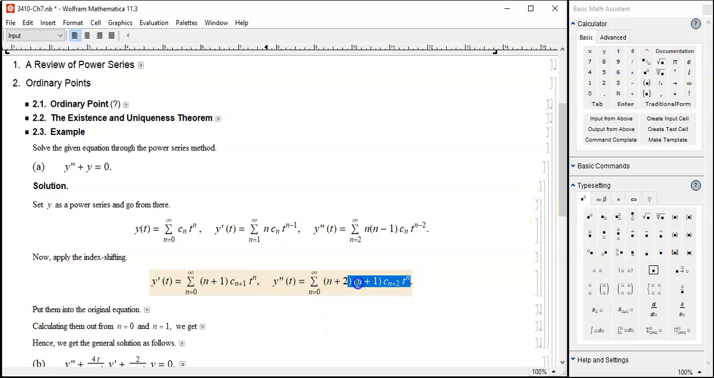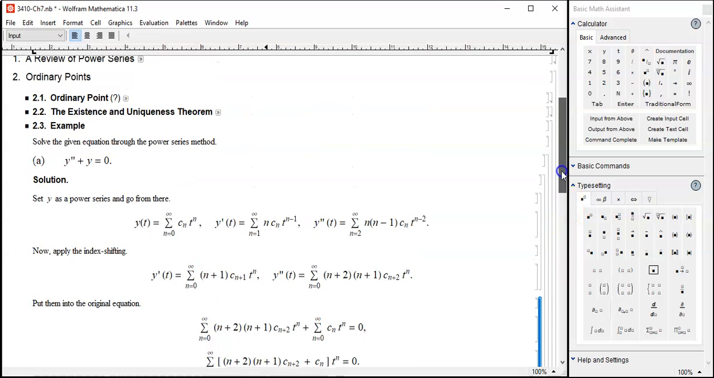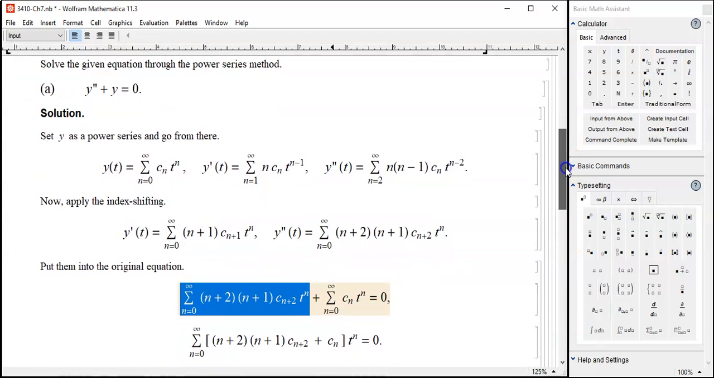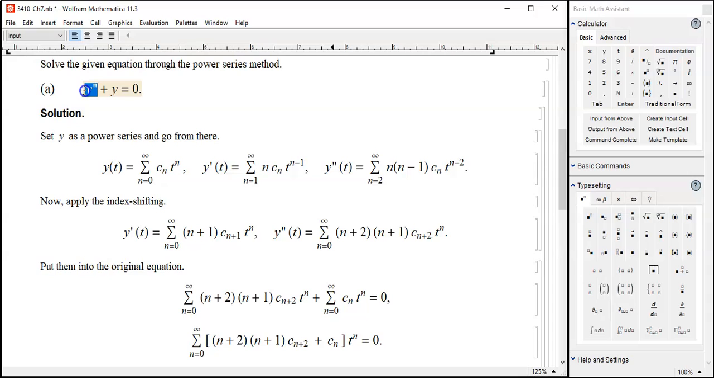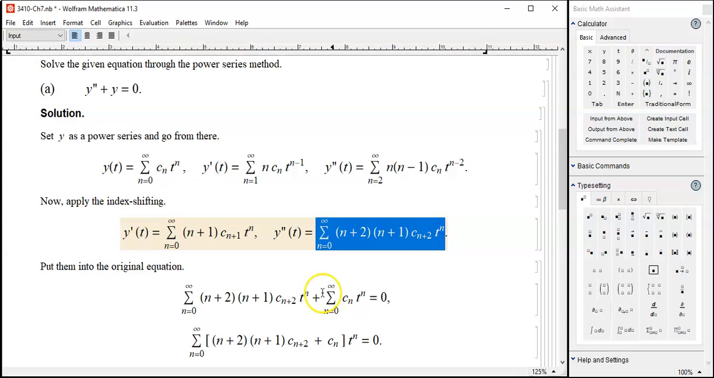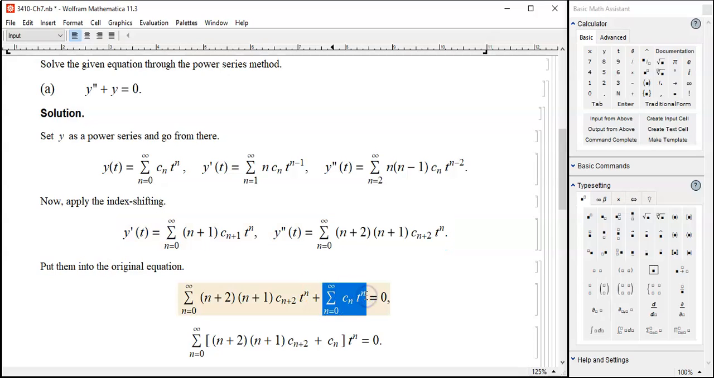Okay, now let us apply this over here, and then this over there, and then we get, well, all right, here's the expression. Y double prime is this one here. A little bit bigger font, please. Okay, this y double prime is this one, as we have done over here. And then this one is just y, straight ahead power series, no problem there.